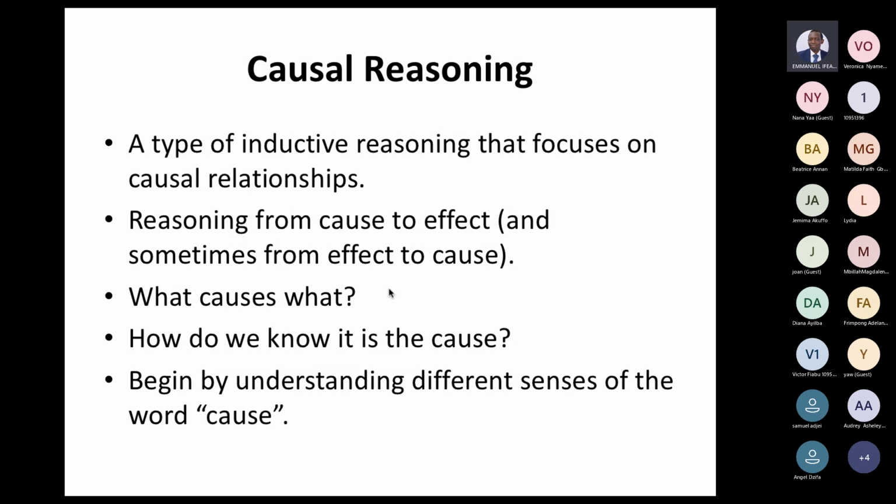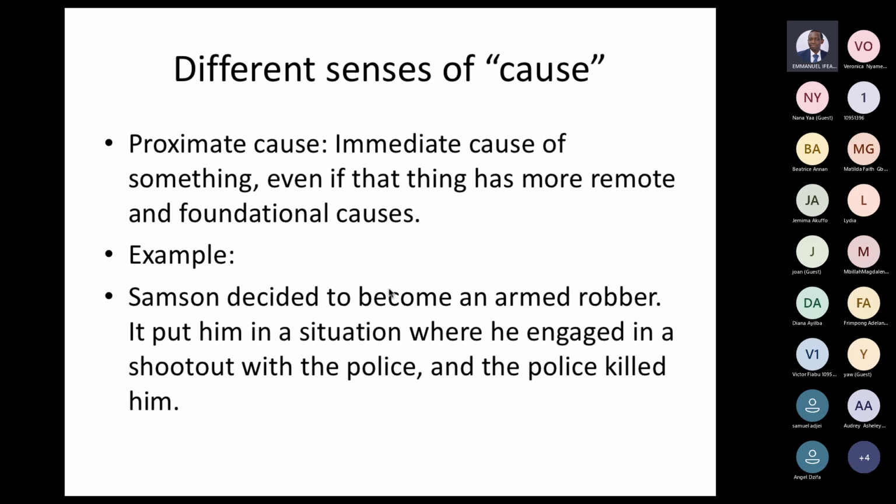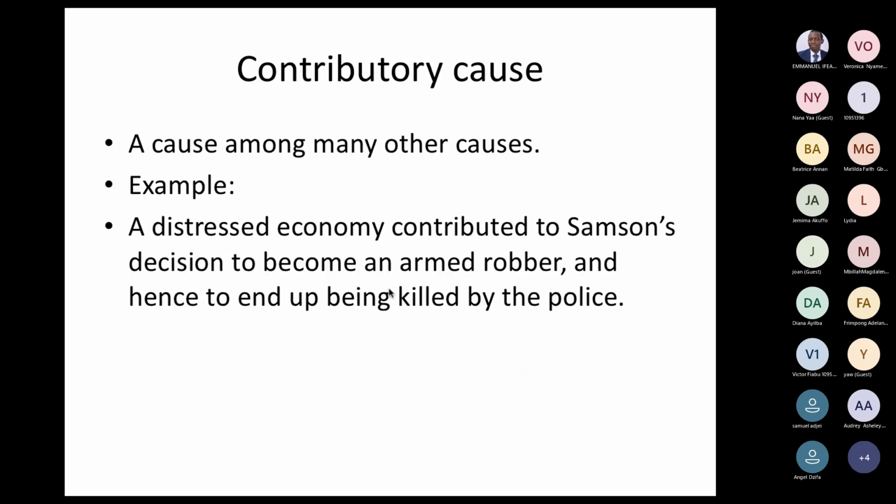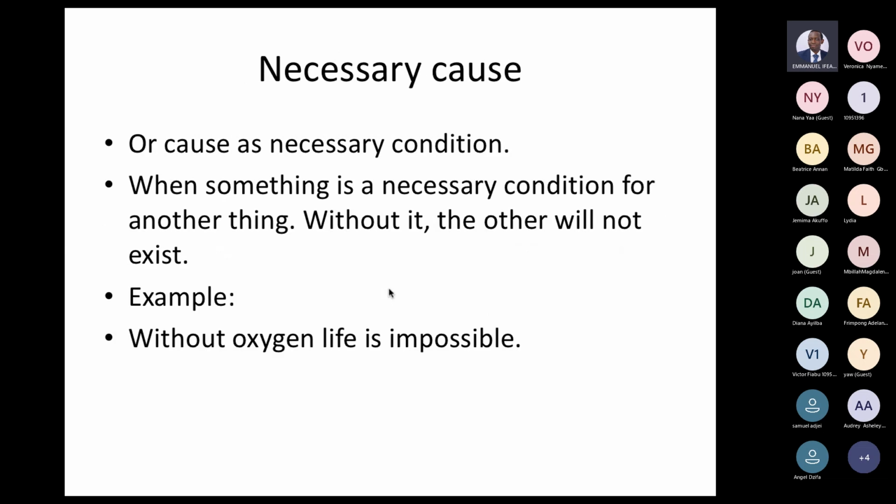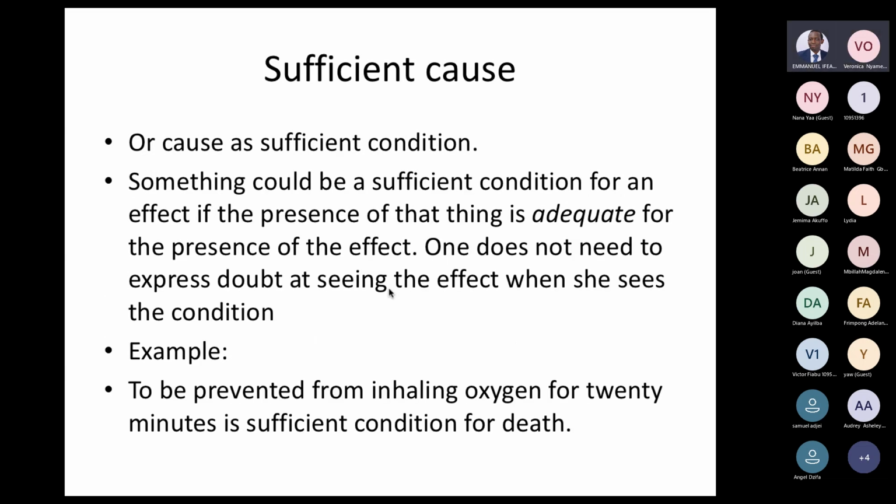Causal reasoning is reasoning from cause to effect, and sometimes from effect to cause. What causes what? How do we know it is a cause? We saw different senses of the word cause. We have proximate cause, which is the immediate cause of something. We have contributory cause, which is when there is one cause among many causes, or among a number of other causes. We have necessary cause, something without which the effect cannot exist. And we have sufficient cause, which is something which is sufficient to bring about the effect.